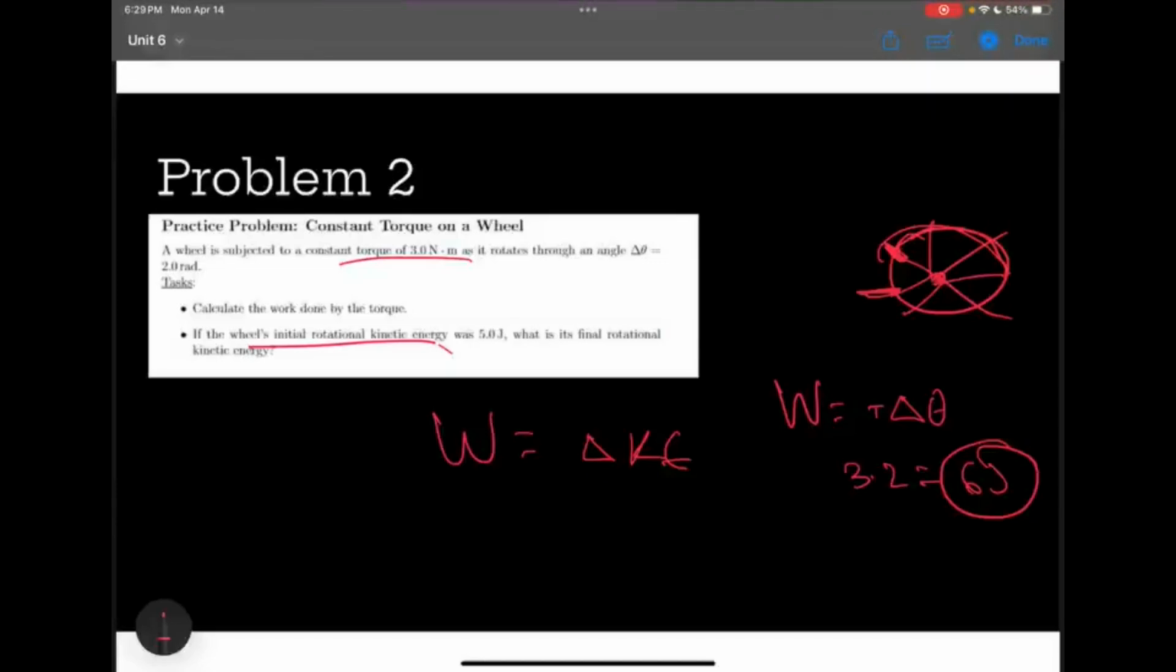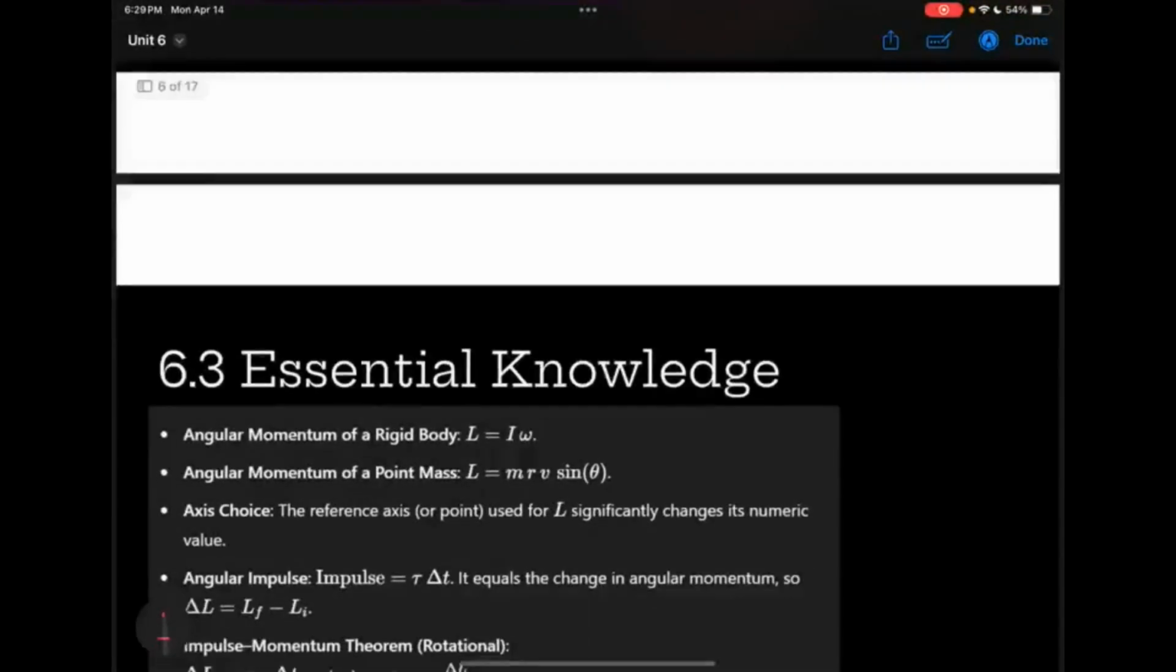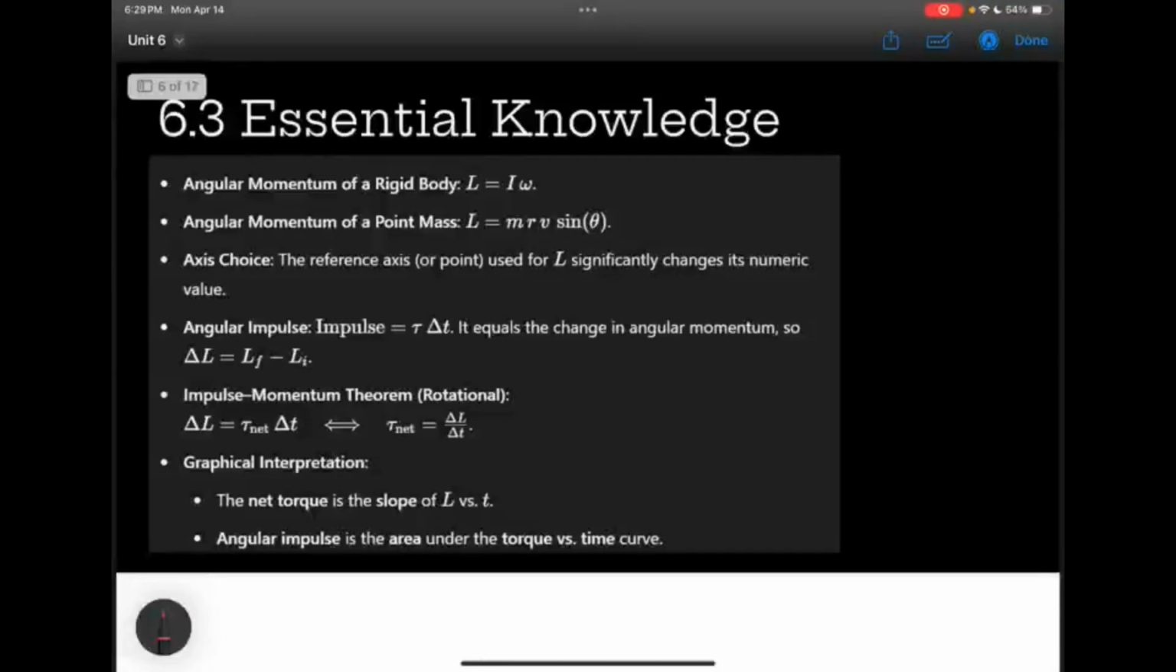So here the total work would be a change in kinetic energy, so we can just add these up and say that the final rotational kinetic energy is 11 joules. Now, if you don't understand what I did there, make sure you review Unit 3, where you go over the relation between work and energy. So, as you can see, there's a lot of parallels between the angular energy and the translational energy.